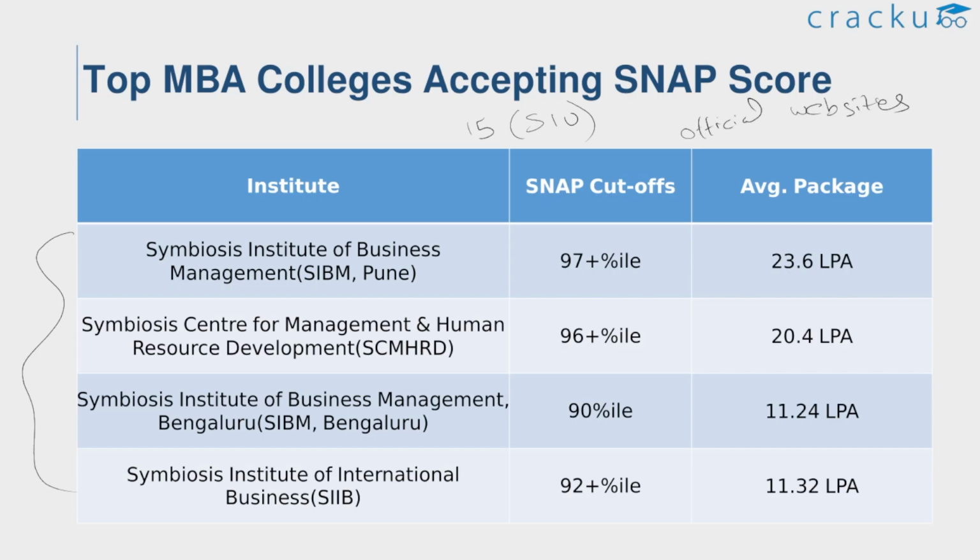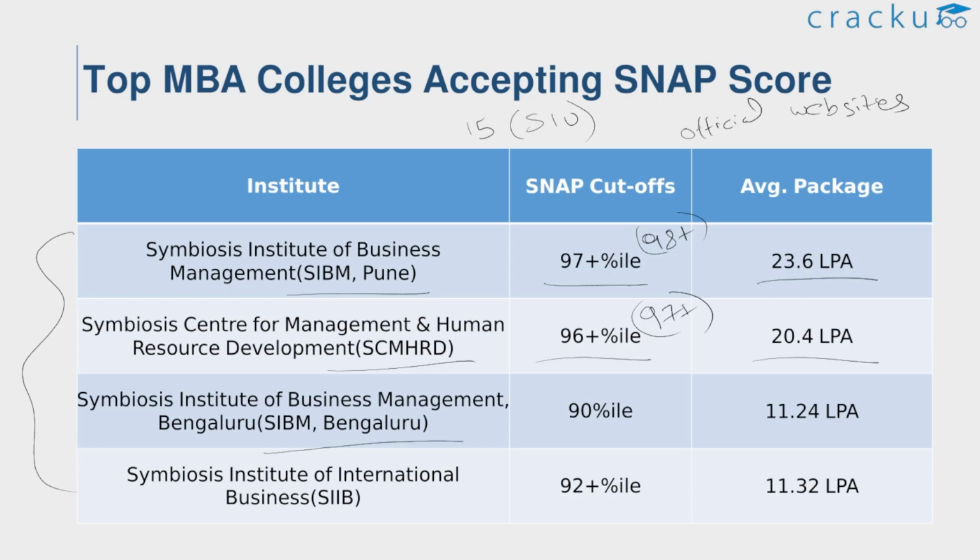So if you look at the colleges, SIBM Pune and SCMHRD are the 2 top MBA colleges accepting the SNAP scores. The cutoff for SIBM Pune is around 97 percentile. However, to be on the safe side, we can target 98 percentile. And the average package for SIBM Pune is 23.6 lakh per annum. The SNAP cutoff for SCMHRD is around 96 plus percentile. For the safe side, it is better to target 97 plus percentile. And the average package for SCMHRD is 20.4 lakh per annum.